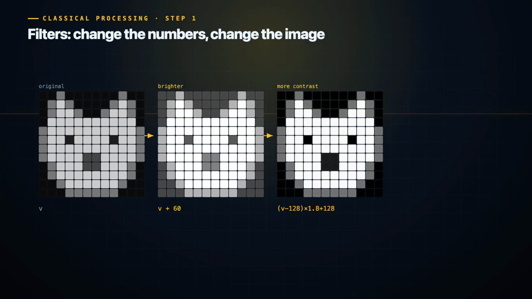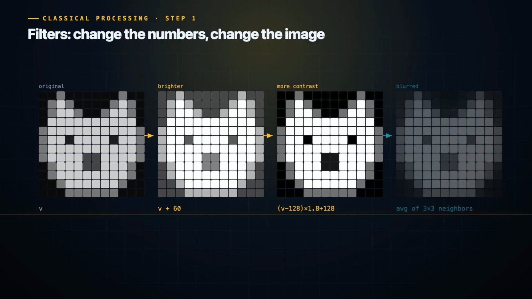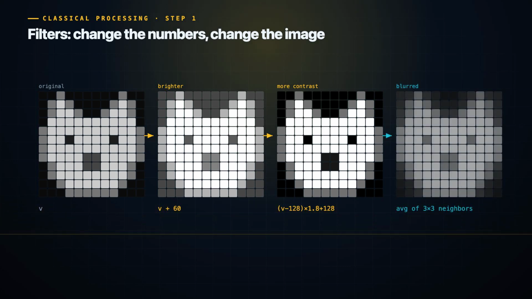Now, why would anyone want a blurry image? Because blur removes noise, those tiny random speckles a camera sensor adds in low light. Averaging a neighborhood cancels the random flecks while keeping the real shapes.